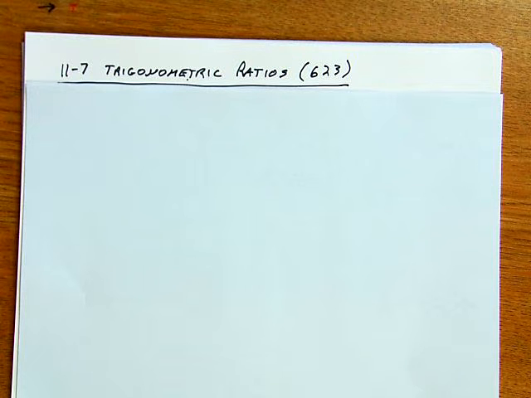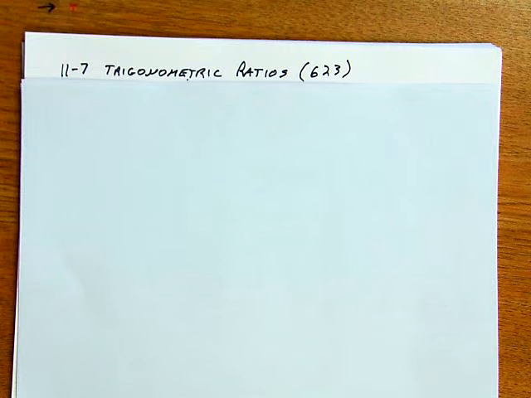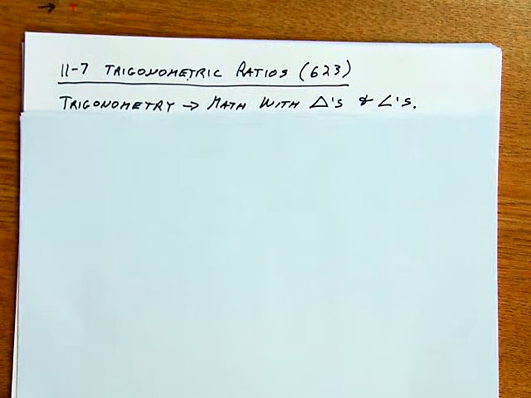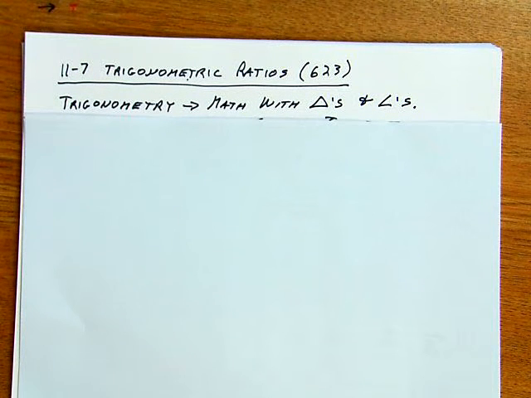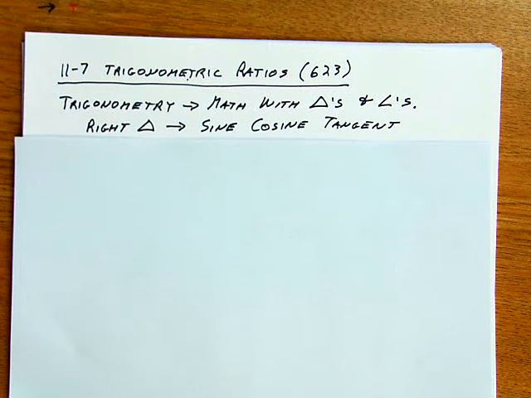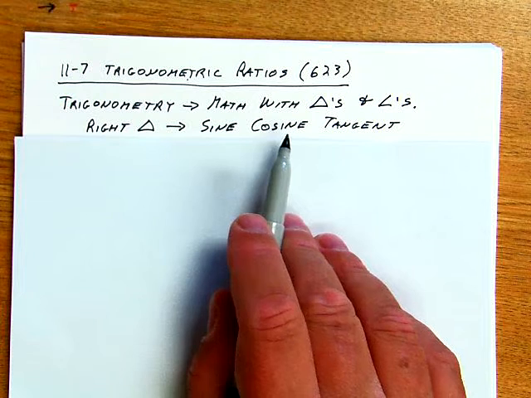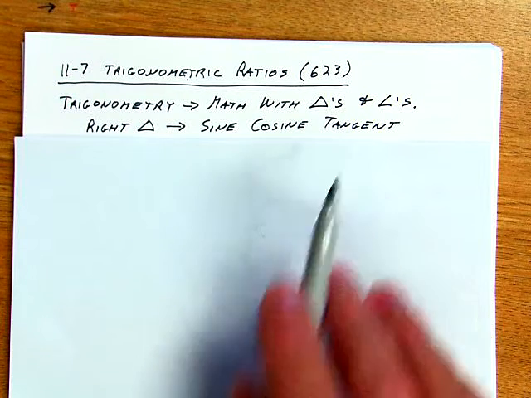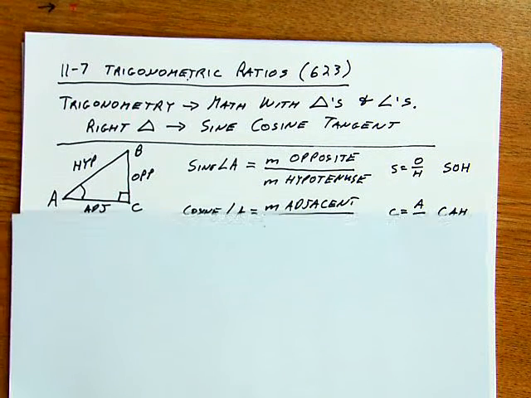Okay, let's now start talking about lesson 11.7 in your book, page 623. This is trigonometric ratios. What is trigonometric ratios? Well, first of all, it's talking about trigonometry. Trigonometry is math associated with triangles and angles, specifically right triangles. And in the function of right triangles, there's three special functions we need to deal with. They're called sine, cosine, and tangent. And I'll explain what those are right here.